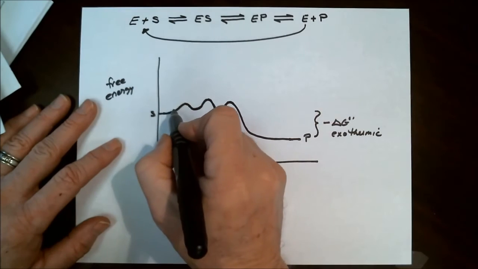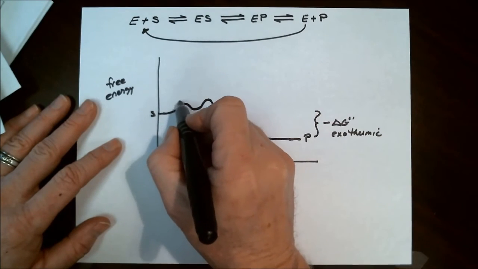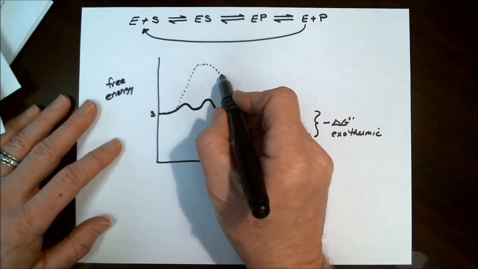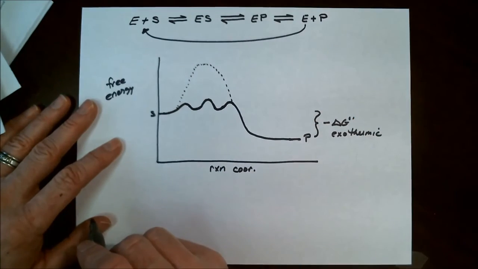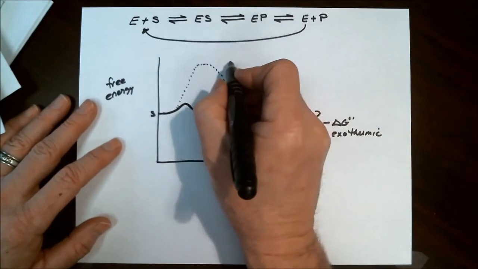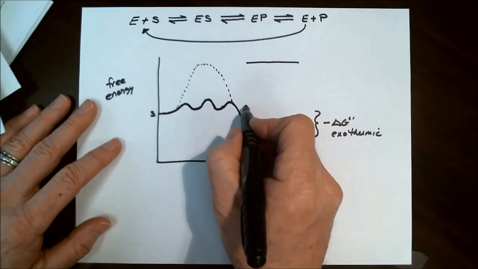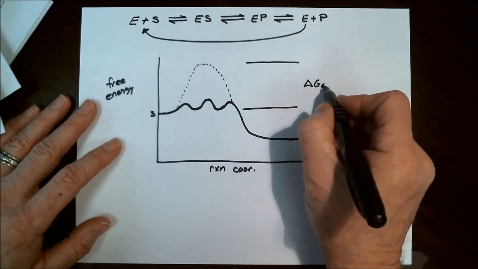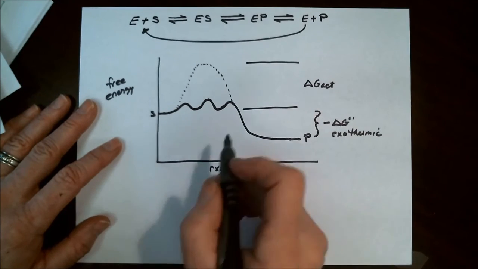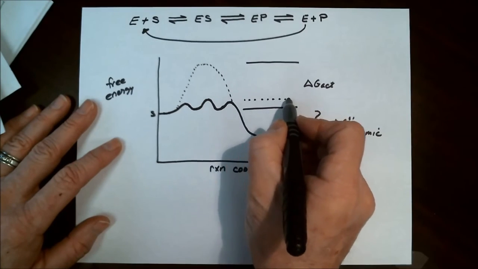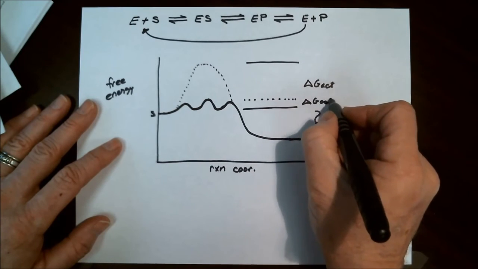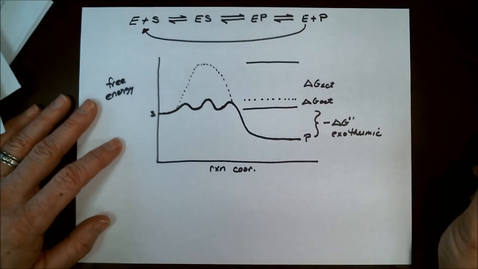What the enzyme is doing, to reiterate, is if this is the original activation energy, delta G activation, the enzyme is essentially reducing this to a much smaller level, allowing the reaction to move forward.